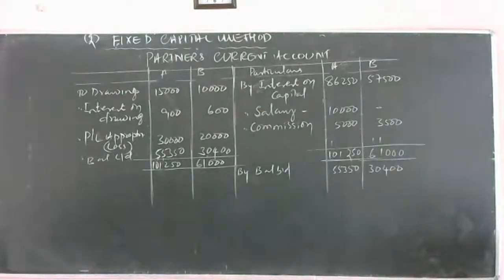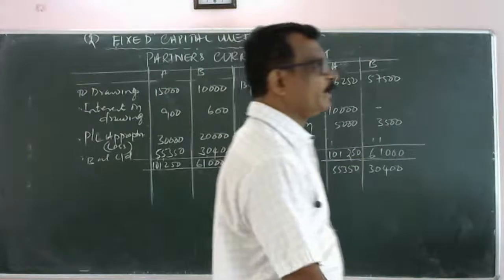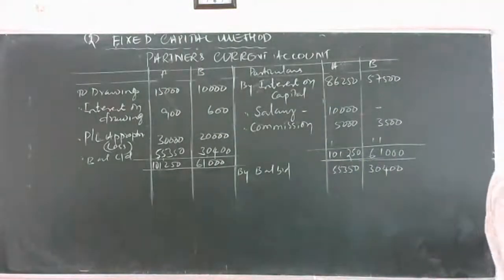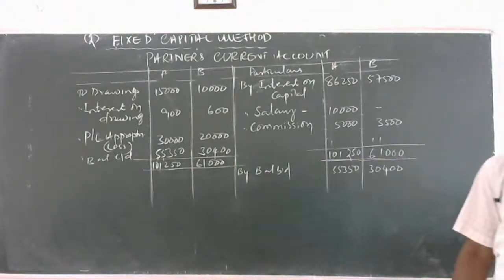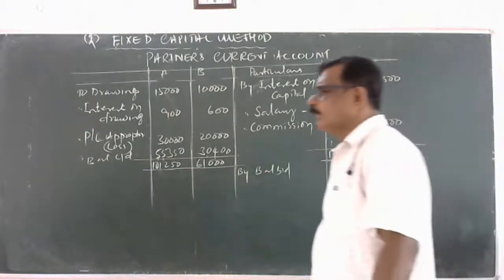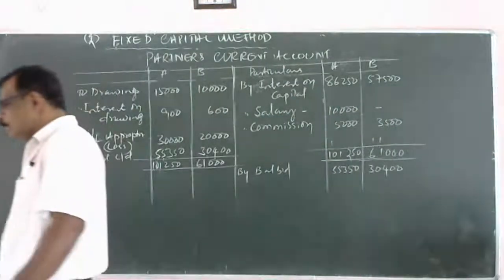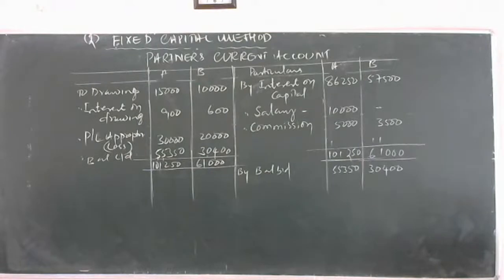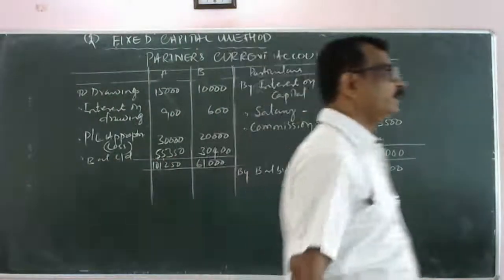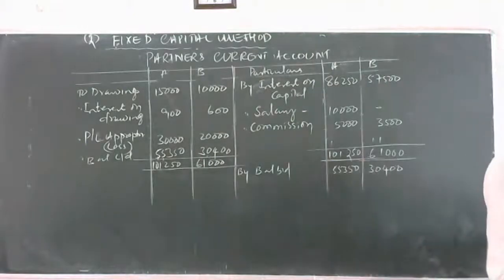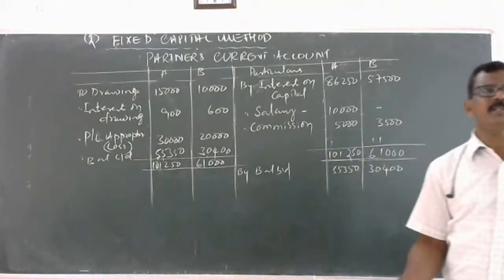Now, in the same manner as the previous example, you have to prepare here. It is a fixed capital system, so you have to show two accounts. Fixed capital system ಆಗಿರೋದ್ರಿಂದ ನೀವು ಎರಡು ಅಕೌಂಟ್ ಅನ್ನು ತೋರಿಸಬೇಕಾಗುತ್ತೆ. Here, one is the capital account of the partners and the current account of the partners.